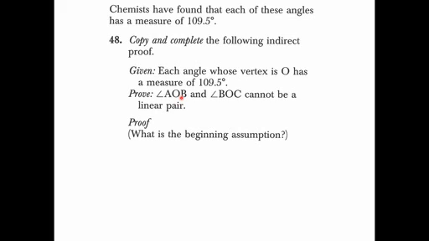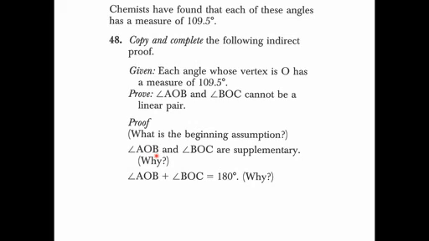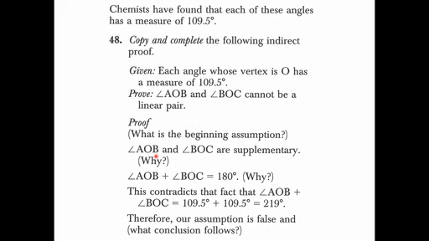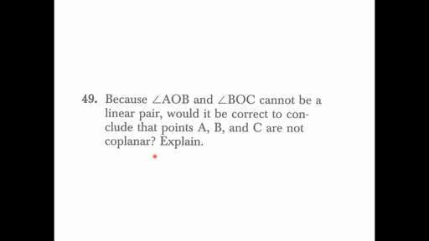And they get you going here. Probably giving you a hint here, right? Suppose they are a linear pair. If they're a linear pair, then what's true? And so on through here until you reach the contradiction and decide what must be true.